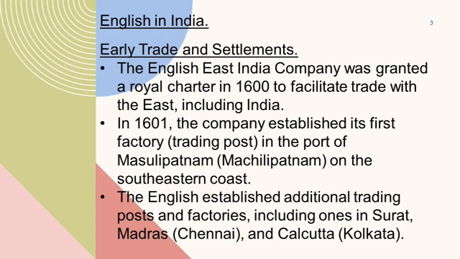Early trade and settlements. The English East India Company was granted a royal charter in 1600 to facilitate trade with the East, including India. In 1601, the company established its first factory, a trading post, in the port of Machilipatnam, on the southeastern coast. The English established additional trading posts and factories, including ones in Surat, Madras (Chennai), and Calcutta (Kolkata).